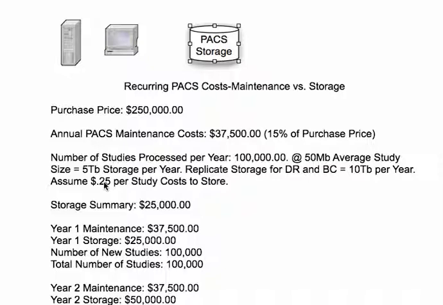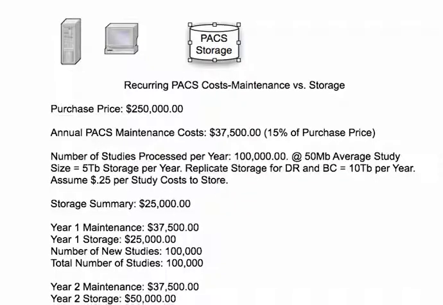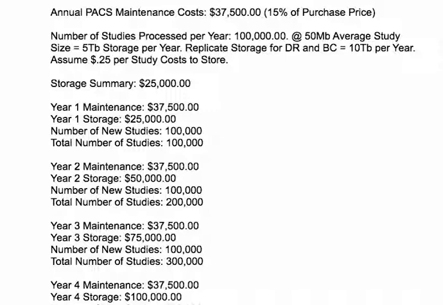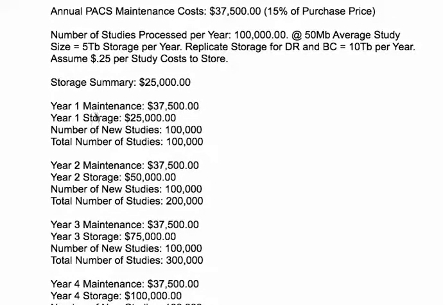So again, we wanted to be very conservative, just to point out the expanding and growing costs of storage on an annual basis. And that's due to the long-term retention periods that are required. So let's look at year one. Let's look at what's going on. You've got 100,000 studies in year one, pay $37.5K in hardware and software maintenance for the PACS, $25,000, 25 cents per study, for 100,000 studies.